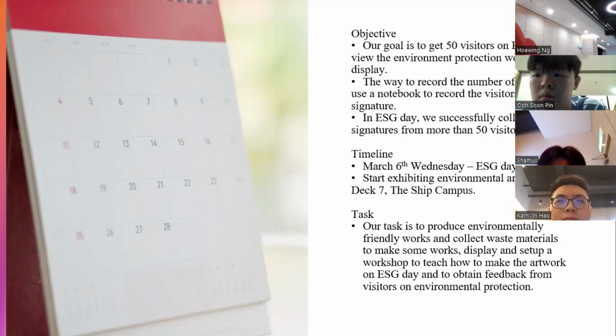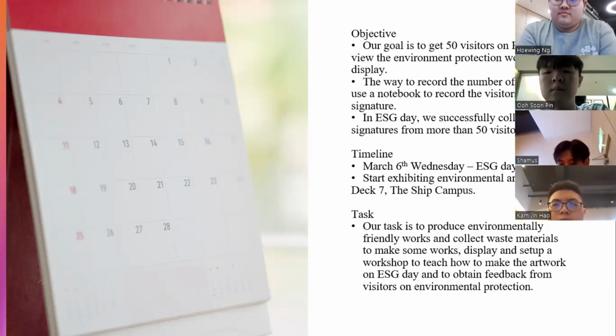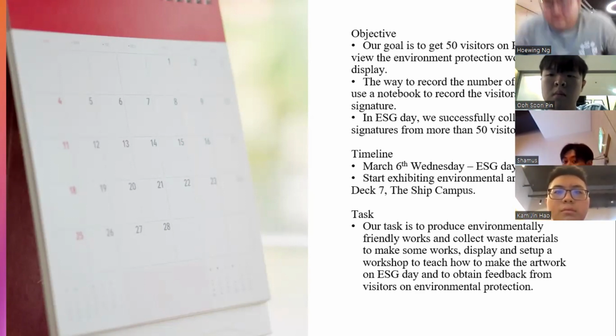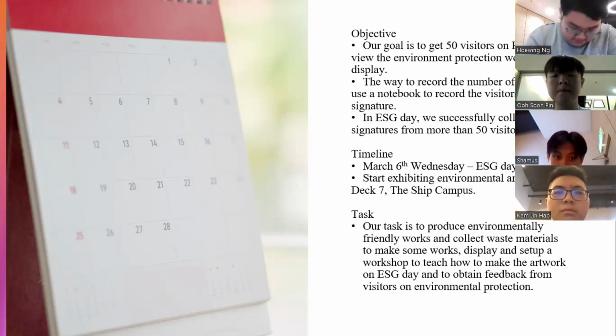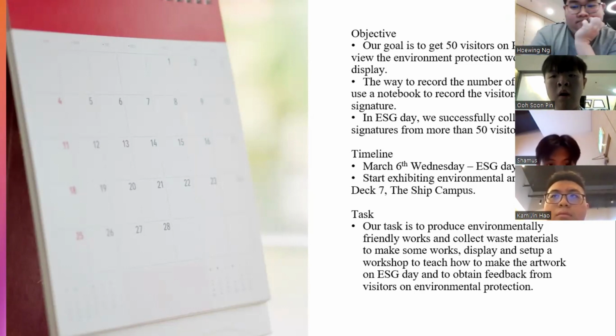So this is our timeline. The ESG Day was held on March 6th, which is Wednesday. Our project started exhibiting environmental artwork on Deck 7, which is located in the ship campus. Our task is to produce environmentally friendly works and collect waste material to make some works to display, and set up a workshop on how to make the artwork, and obtain feedback from visitors on environmental protection.